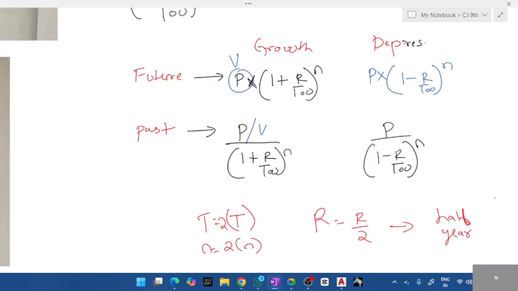This is only for population and value, students. For amount, principal, compound interest, don't use minus. It is always plus. Did all of you understand? Shall we start solving the questions?